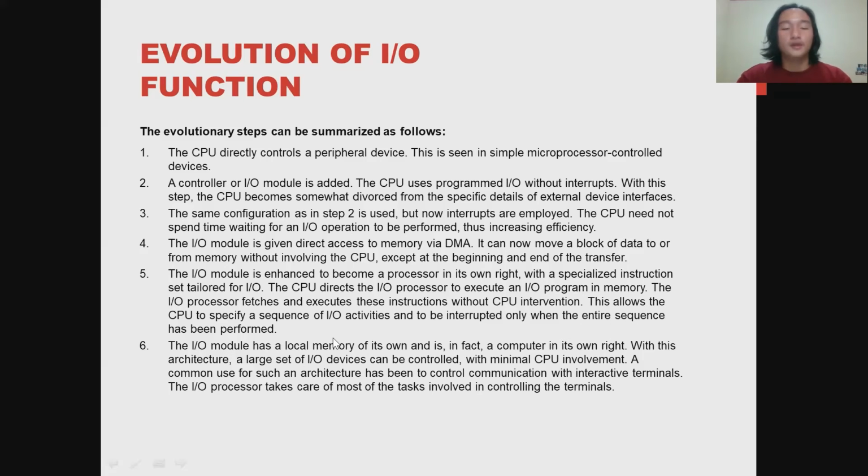In step 6, the input-output module has a local memory of its own and is, in fact, a computer in its own right. With this architecture, a large set of input-output devices can be controlled with minimal CPU involvement. A common use of such architecture has been to control communication with interactive terminals. The input-output processor takes care of most of the tasks involved in controlling the terminals.